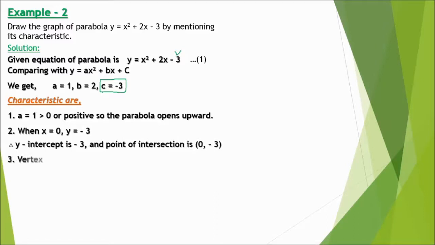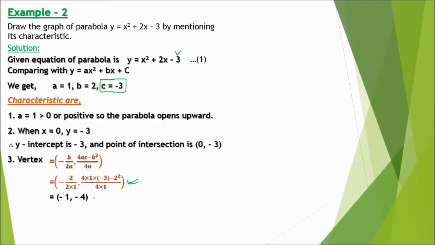Now the vertex. We know the formula to find the vertex. Here we have to substitute the value of a, b, and c. So we have substituted the values of a, b, and c on their respective variables, and finally we get (minus 1, minus 4) as the vertex. Now our vertex, our turning point of the parabola, is (minus 1, minus 4). It lies in the third quadrant.